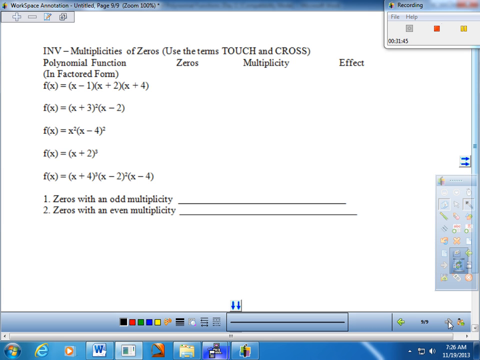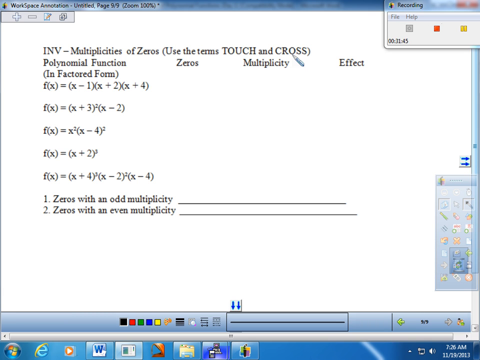The last investigation today is on multiplicities of zeros. We've already talked about zeros a little bit, and same thing, we're going to be very informal about it, just talking about touching the x-axis and crossing the x-axis. Remember, zeros show up as x-intercepts, and we're going to look at that in a little more detail.